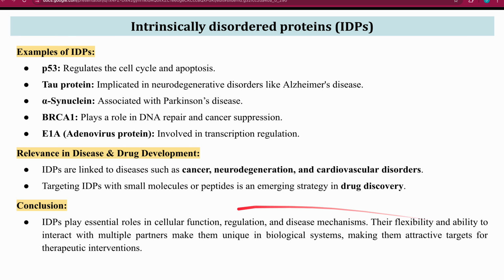Their flexibility and ability to interact with multiple partners make them unique in biological systems, making them attractive targets for therapeutic interventions. So in this way, this is the whole summary: these IDPs have essential roles, and their flexibility is providing them an advantage for multiple partner interactions, and that's why they are also an attractive target for therapeutic interventions.